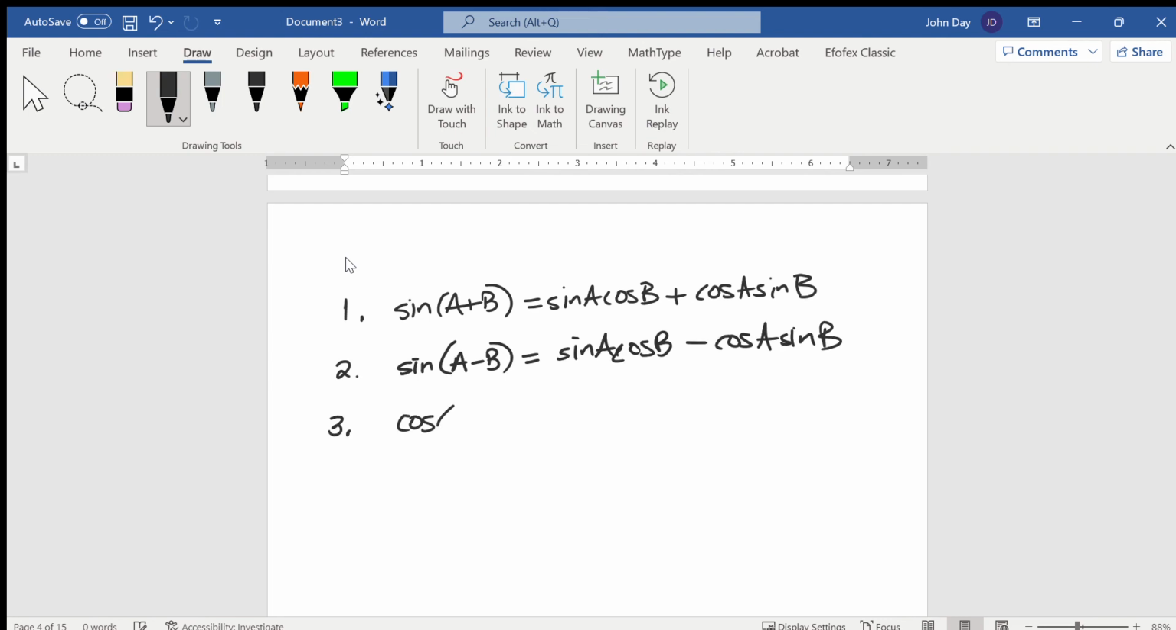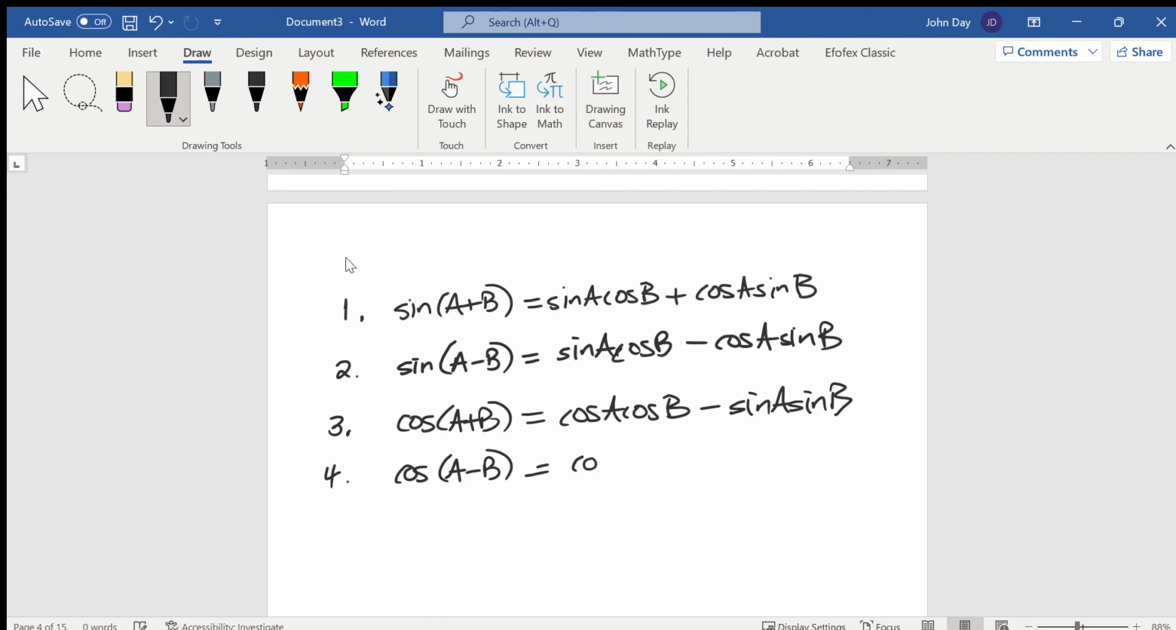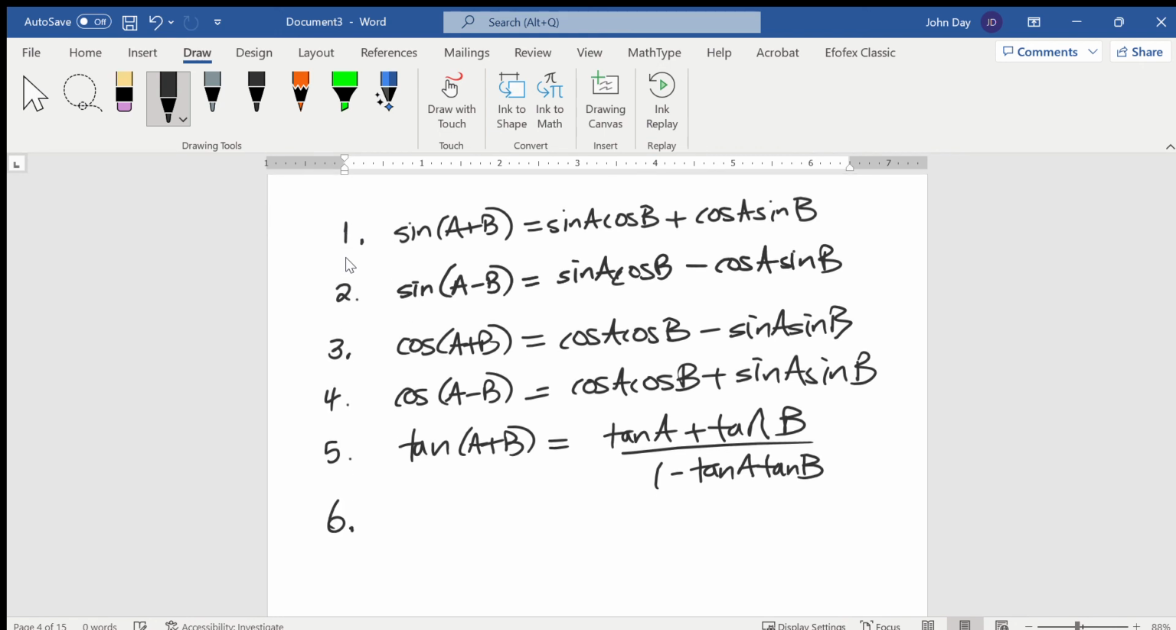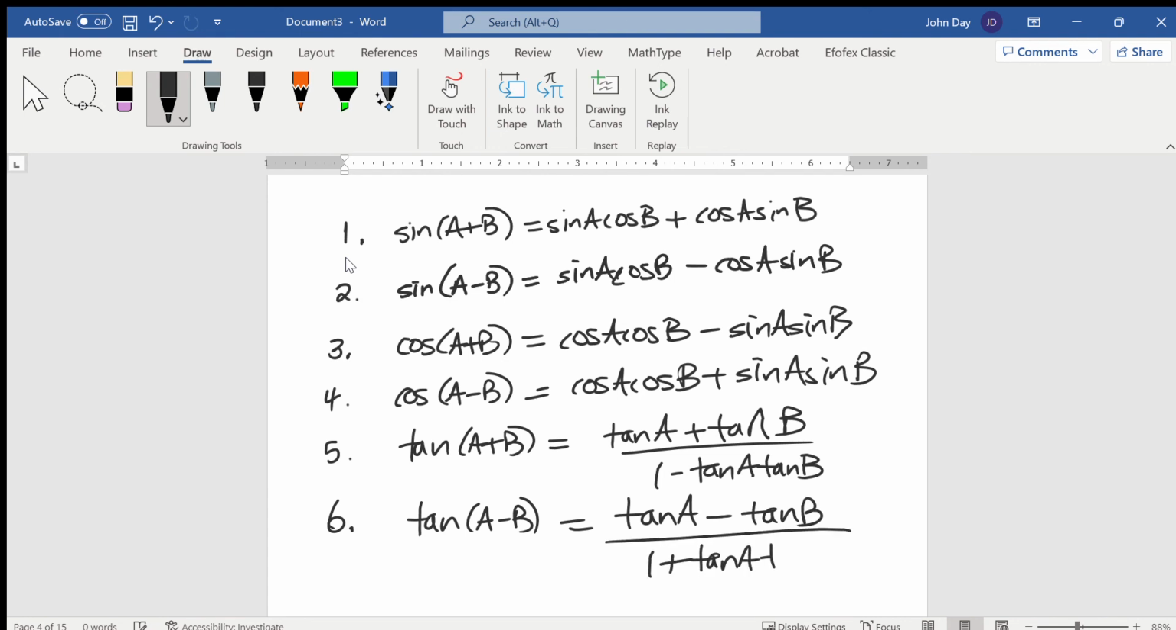Then the cos ones: cos of A plus B is equal to cos A cos B minus sine A sine B. And cos of A minus B is equal to cos A cos B plus sine A sine B. And tan of A plus B is equal to tan A plus tan B, on 1 minus tan A tan B. And finally, tan of A minus B equals tan A minus tan B on 1 plus tan A tan B.